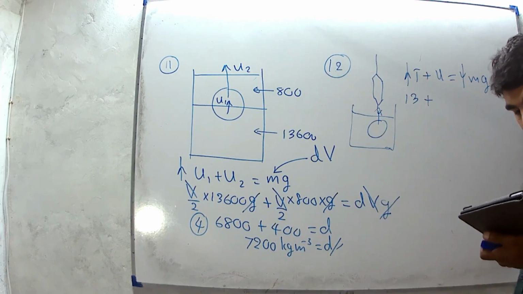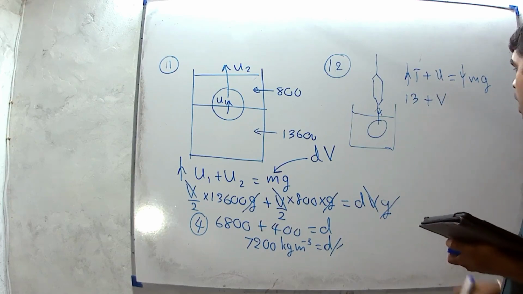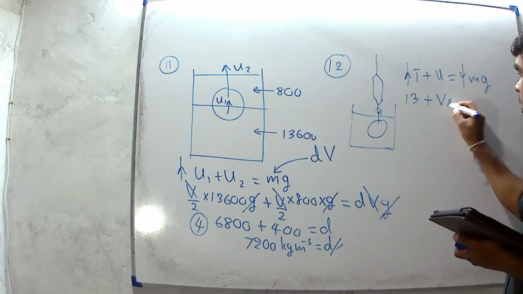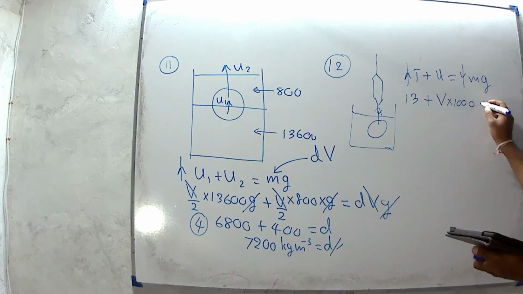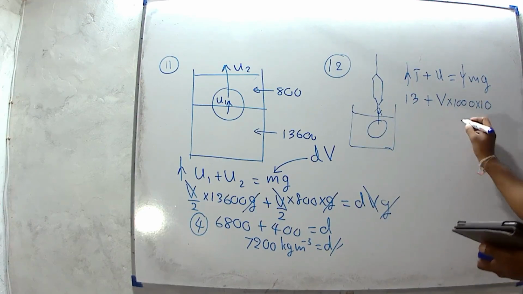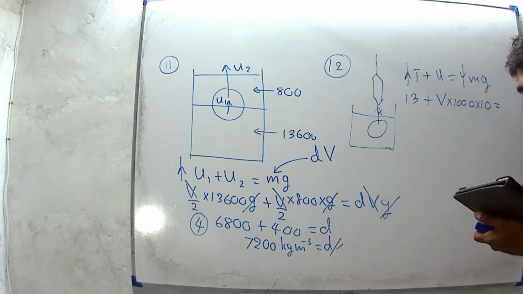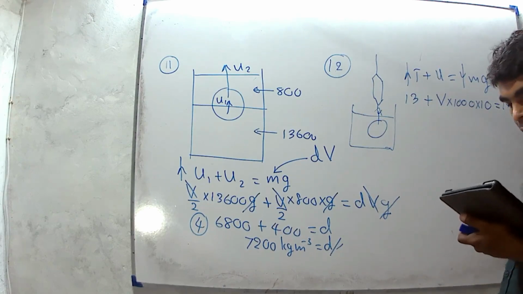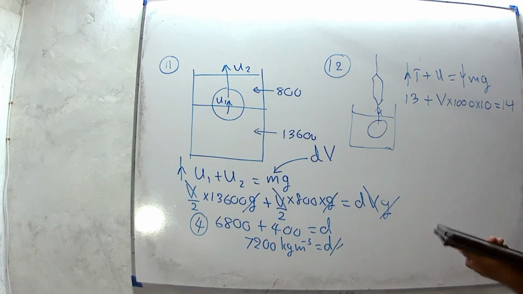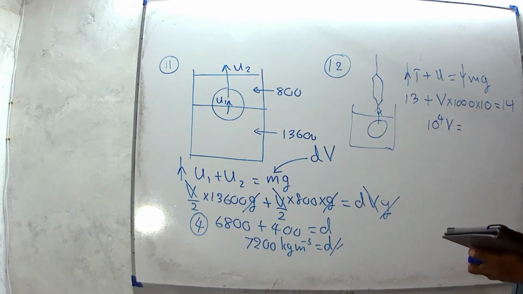Upthrust equals V times the density of water 1000 times g. Now we can substitute the volume of the crown. When considering upthrust, we have to substitute density of liquid, g is 10. The mass of the crown is given as 1.4 kilograms. It means 14 Newton. Now we have to find the density of the material of the crown. I will make V the subject: V term, 14 minus 13, 1.